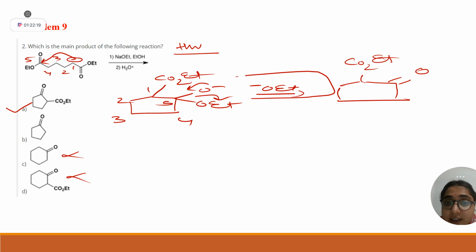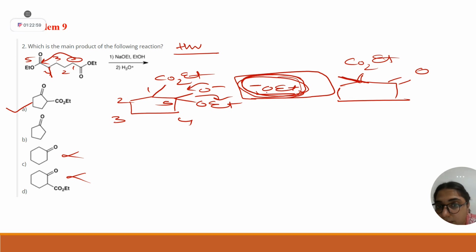One thing, students: when you remove this OEt negative, the key thing to note in Claisen condensation is that there should be acidic hydrogen in your final product, in order to quench this. Let's say if you are having a methyl group at the fourth position, it will be this. Now the reaction will go in the backward direction. The reaction will go in the forward direction when this OEt minus is quenched.